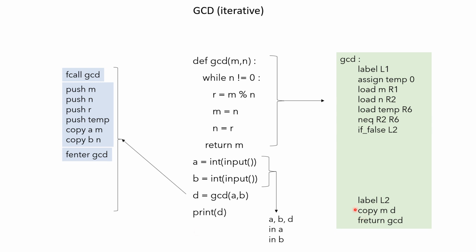Let's look at this. Now if it is true, then your statements would be executed. So you have to do the remainder operation, and then you have to do the assignment. N becomes M, and then N becomes R. So this is the kind of assignment that you want to do, and that's what is being done by these store and load operations. And finally, because it is true, then you want to go back to L1 and then repeat this loop.